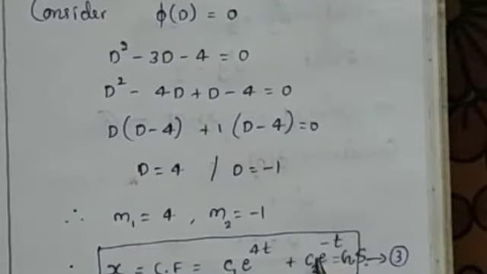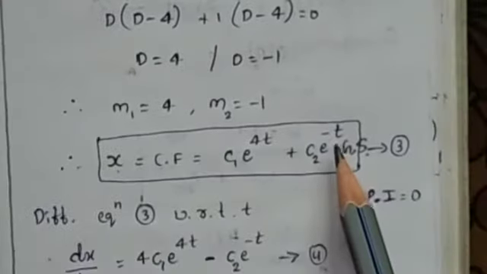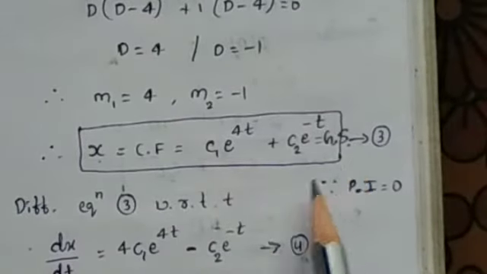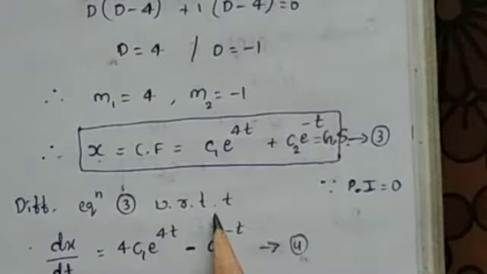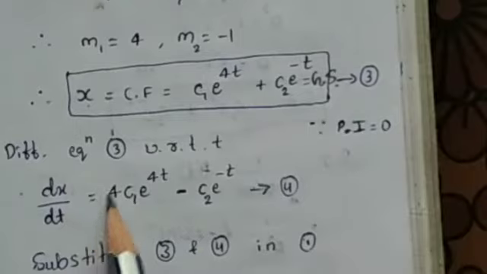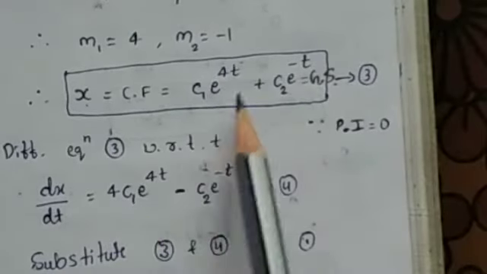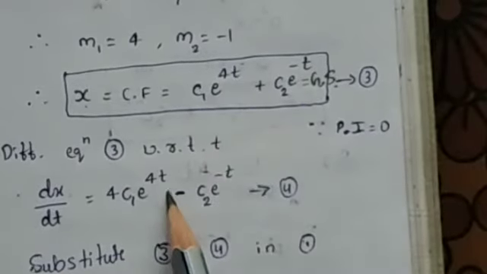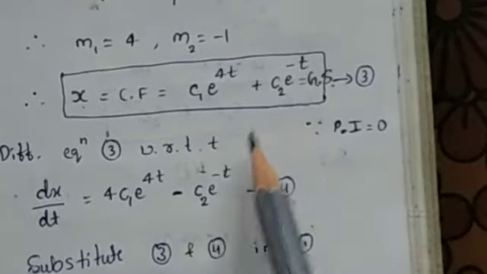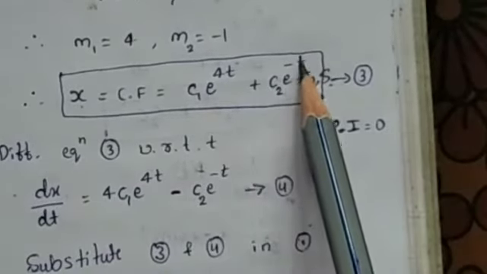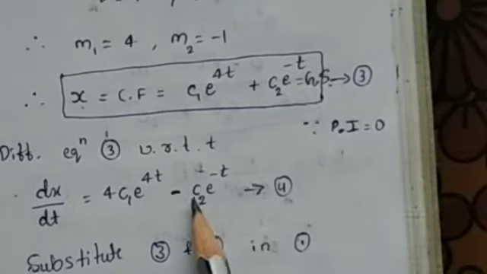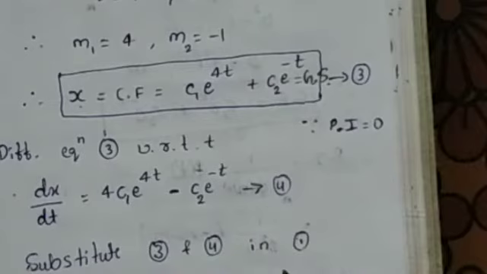Then we find the y value. To find the y value, you differentiate this equation with respect to t. Then you get dx by dt equal to c1 as it is, e to the power 4t differentiation, by chain rule, is 4, minus c2 e to the power minus t, differentiation of e to the power minus t into minus 1. So I have just multiplied by the minus.